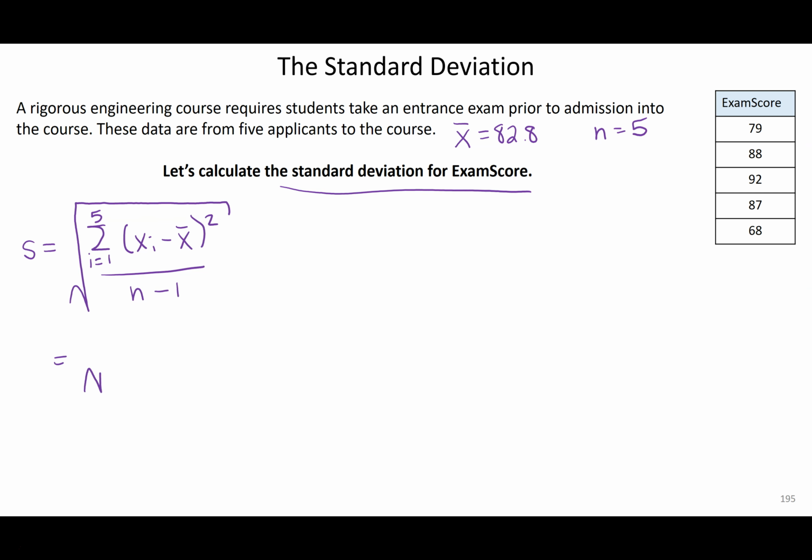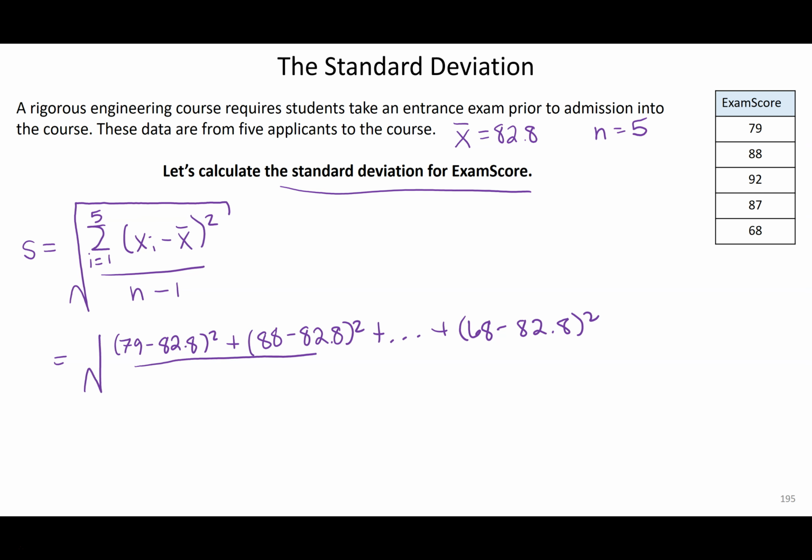So just putting this all together, 79 minus 82.8 squared plus 88 minus the sample mean squared plus, I'm going to do the dot dot dot, I don't want to write all 5, but obviously you are welcome to, minus the sample mean squared. I'm implying that I have all 5 there. Divide that by 5 minus 1.